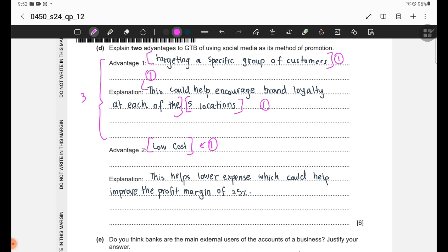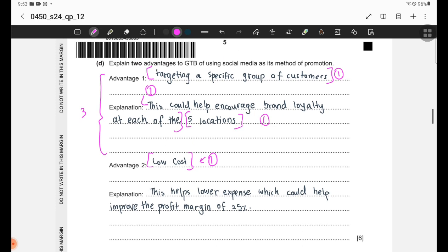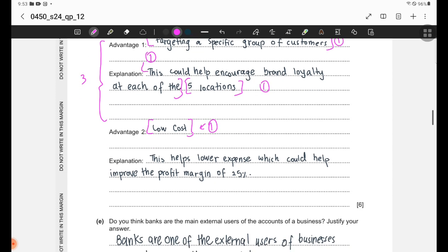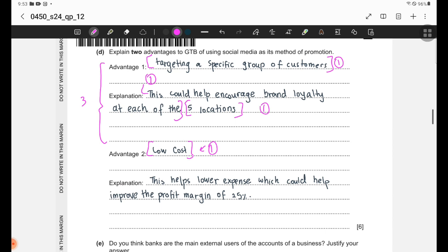Okay, advantage number 2, low costs. Many people could argue that it could be expensive. Sometimes yes, social media could be expensive, especially if it's a sponsored advert. But if you're just putting hashtags, or if GTB's business profile on social media goes viral, this is where low cost comes in. But if they were to make something creative specifically for them, and again it's a sponsored advert, then yes, it could be expensive. But for this one, I believe low cost is an advantage for GTB.